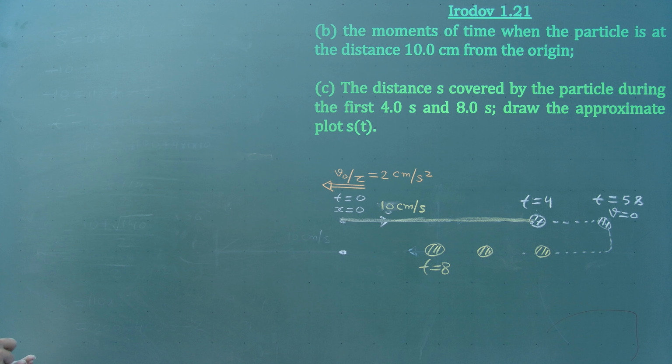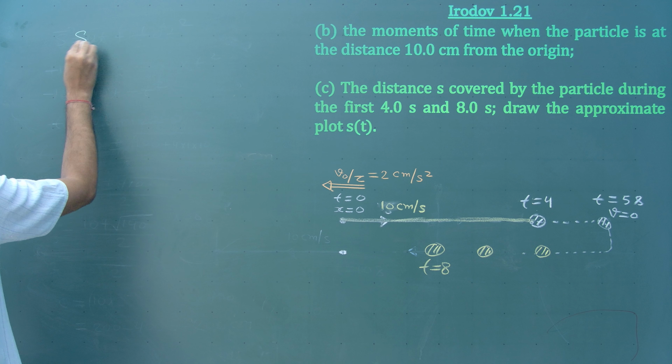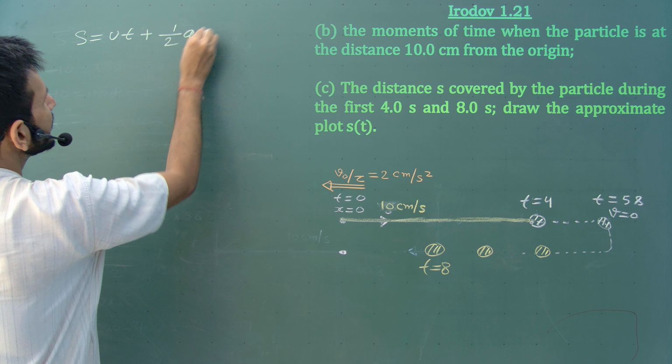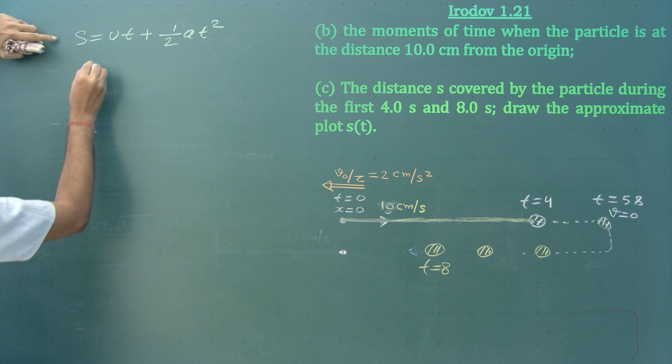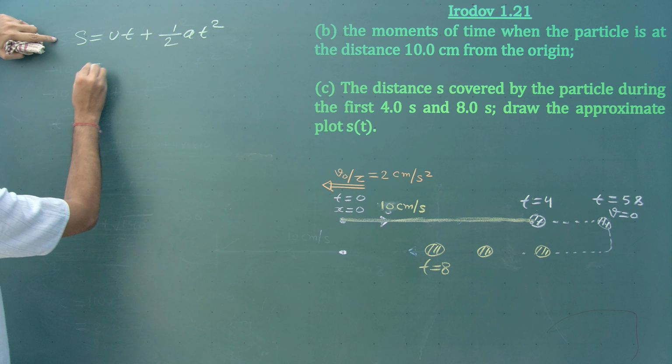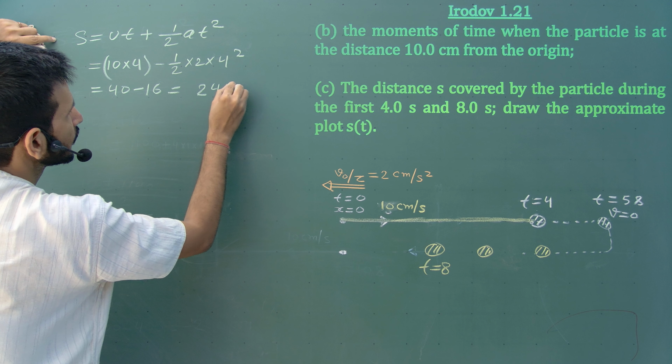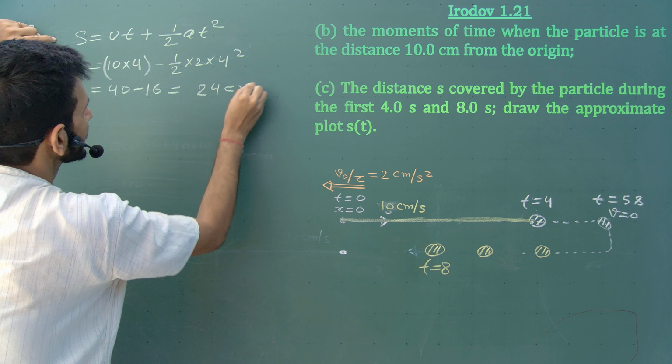We use the direct formula of S. So S equal to ut plus half a t square. What is the value of u? 10. What is the time? 4, minus half 2 into 4 square. So this is 40 minus 4 square 16. So it is 24 centimeter. So this length is 24 centimeter.